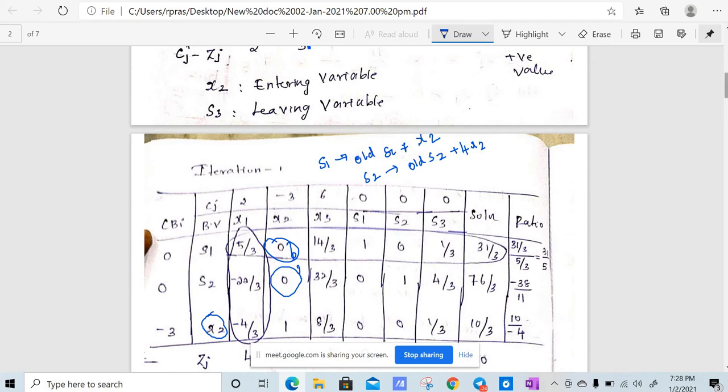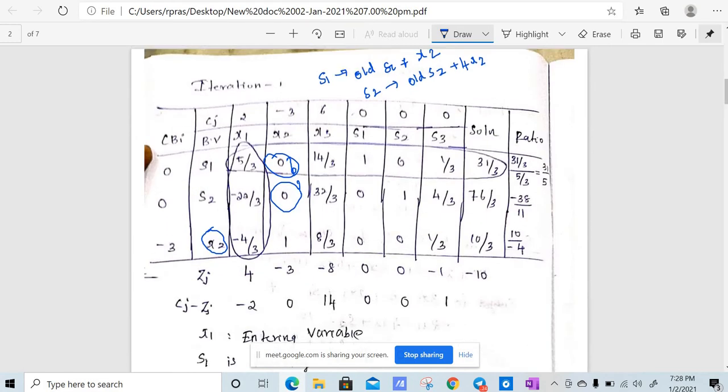Now you find Zj. What is Zj? Now you need to write x2 here because x2 is the entering variable. What is the coefficient for x2? It is minus 3. Now what is Zj? 0 into 5 by 3 plus 0 into minus 22 by 3 minus 3 into minus 4 by 3 will be plus 12 by 3, which is 4, right? So we will have 4 here. 0 into 0 plus 0 into 0 plus minus 3 into 1, which is minus 3. 0 into 0, 0 into 32 by 3, minus 3 into 8 by 3. So 3 will get cancelled, and we have minus 8.